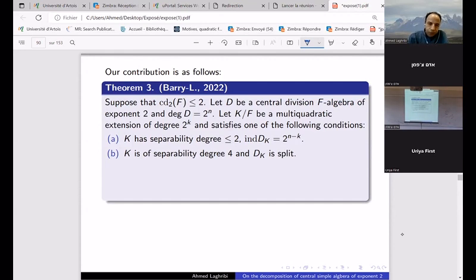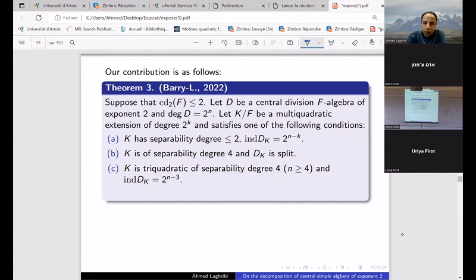Or K is triquadratic of separability degree 4, and I take n at least 4, and the index of D_K is 2^(n-3). Of course, these three cases are mutually exclusive. And if K is one of these three types, then D has an adapted decomposition with respect to K. Of course, here you see that we couldn't answer completely the case of separability degree 4.